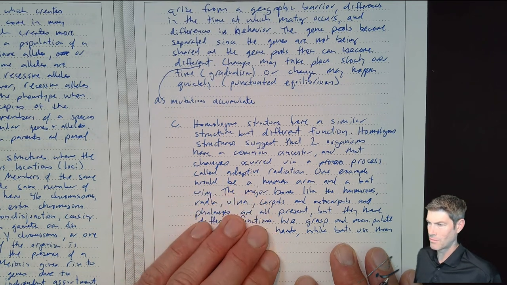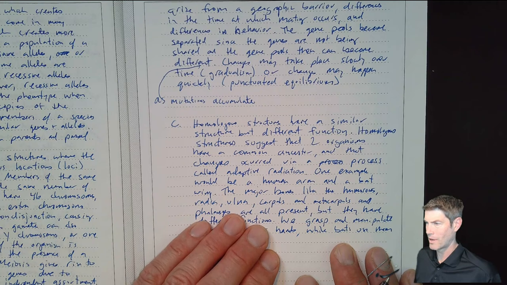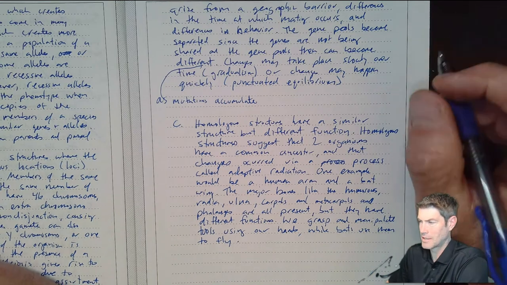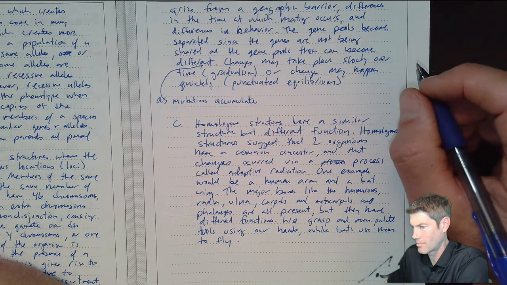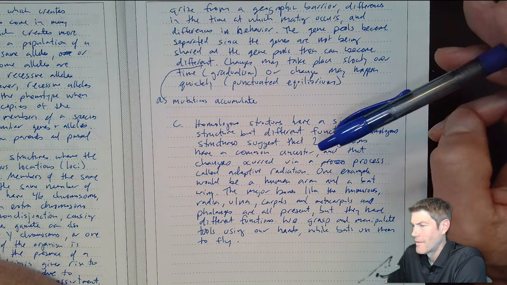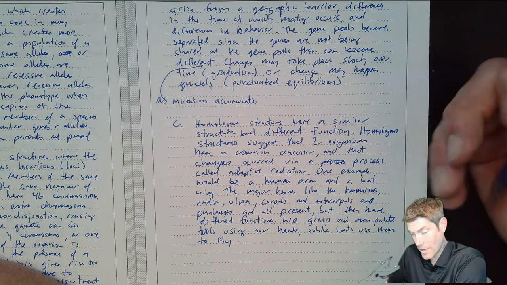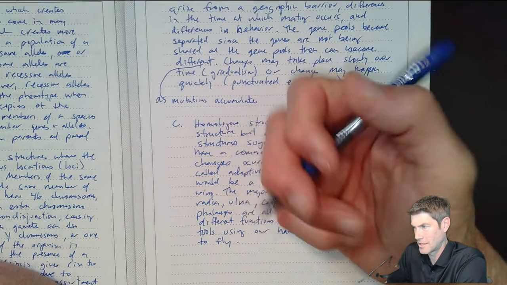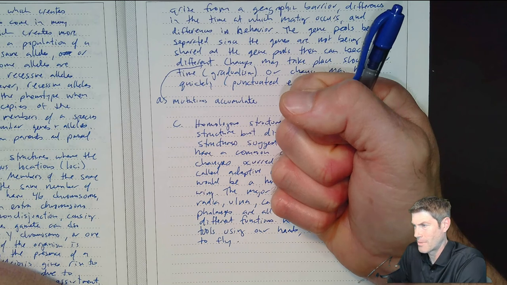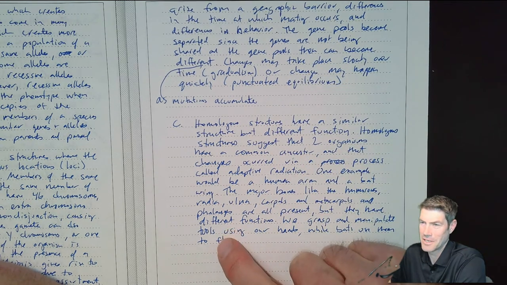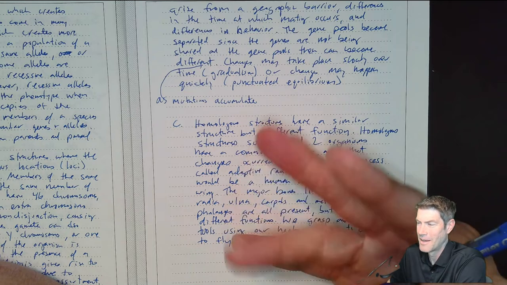An example here would be a human arm and a bat wing. The major bones are all there for both organisms: the radius, the humerus, the ulna, the carpals, metacarpals, and phalanges. They're all present. But they have different functions. Like we grasp tools. I can grasp this pencil. I can write with it. But a bat can't do that. A bat, it can only fly with its hands or its phalanges.